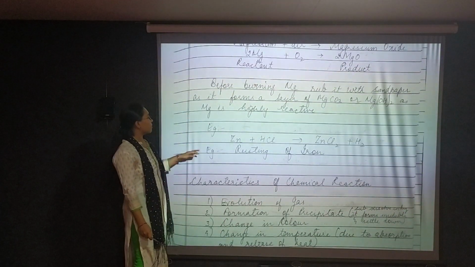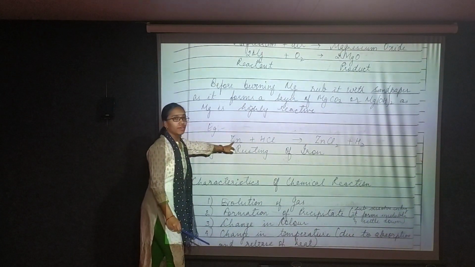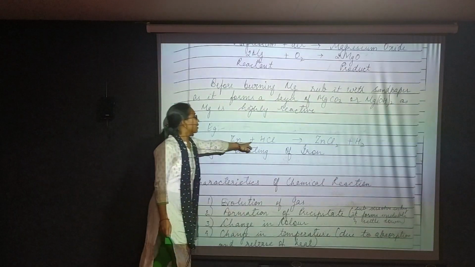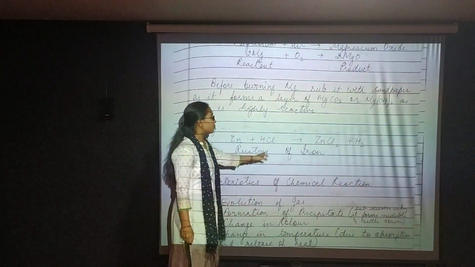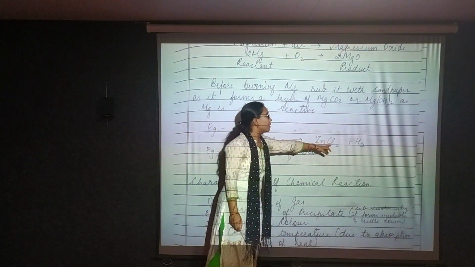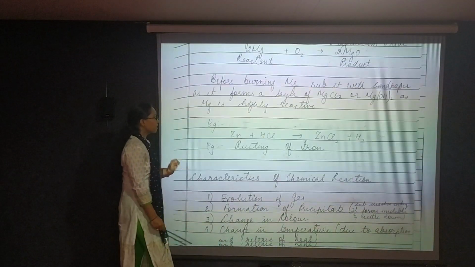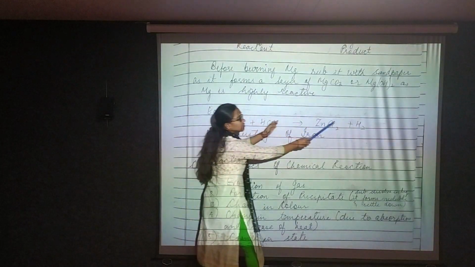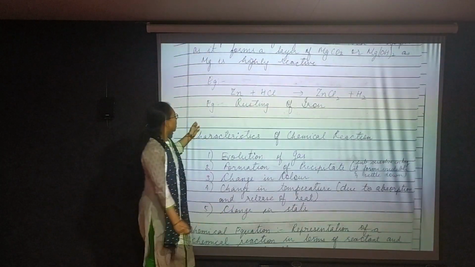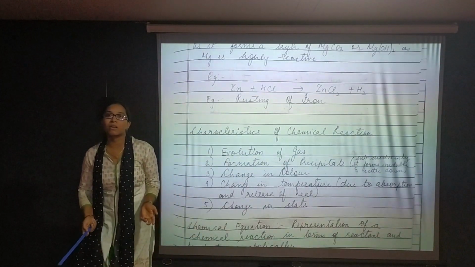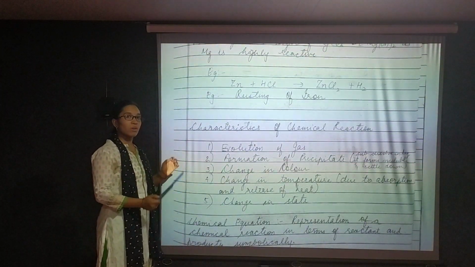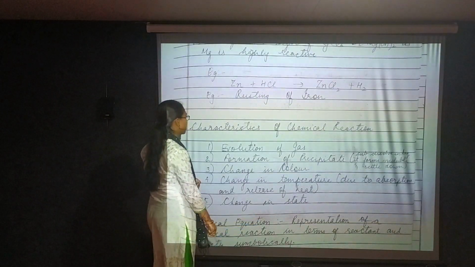Next example of a chemical equation is Zn, that is zinc, plus HCl, that is hydrochloric acid. When you combine these two, you will get zinc chloride plus hydrogen gas. Now this is the reactant and this is your product. Next example is rusting of iron. Rusting of iron is also a chemical reaction. It also occurs because of some kind of chemical reactions.